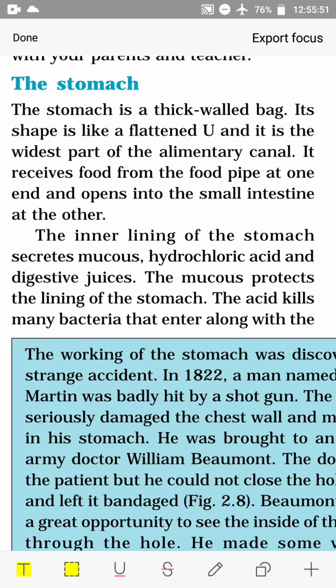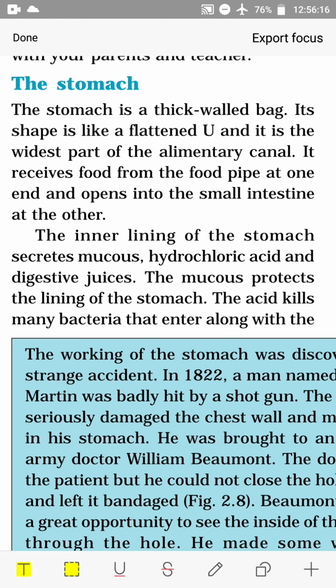The inner lining of the stomach secretes mucus, hydrochloric acid, and digestive juices. The mucus protects the inner lining of the stomach. Actually, hydrochloric acid is a strong acid. It may damage our stomach wall. Mucus is a slimy fluid which protects the inner lining of the wall of the stomach.